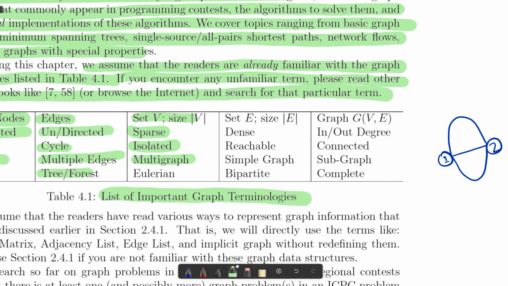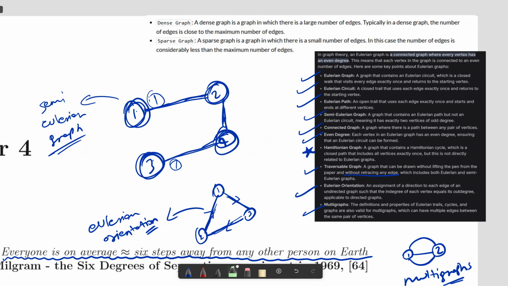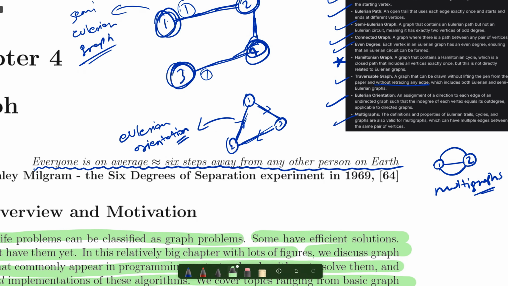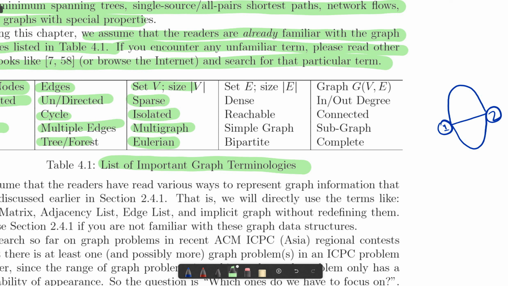Now we know about Eulerian. Eulerian is nothing but each vertex having an even number of edges. Semi-Eulerian: only two nodes have an odd number of edges. Okay. I guess the doubt must be clear. Set E is nothing but 1, 2, 3. So these three nodes are in one set.